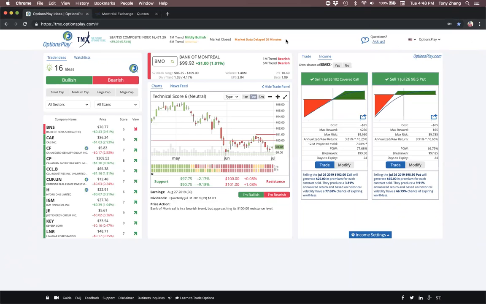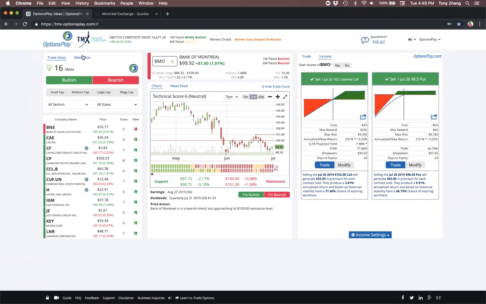OptionsPlay is a free tool available to everyone in Canada, and the tool looks like what you see on your screen. It's divided into 3 sections. We have trade ideas and watch lists on the left-hand side. In the middle is our security analysis panel. On the right-hand side is our trading and income. We call these 3 panels the what, the why, and the how of options trading. Trade ideas and watch lists are what symbols you should pay attention to in the morning.